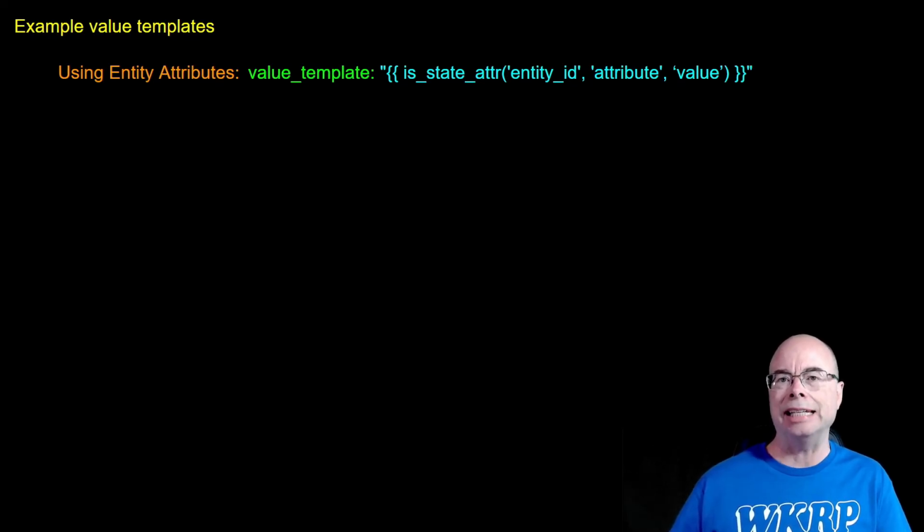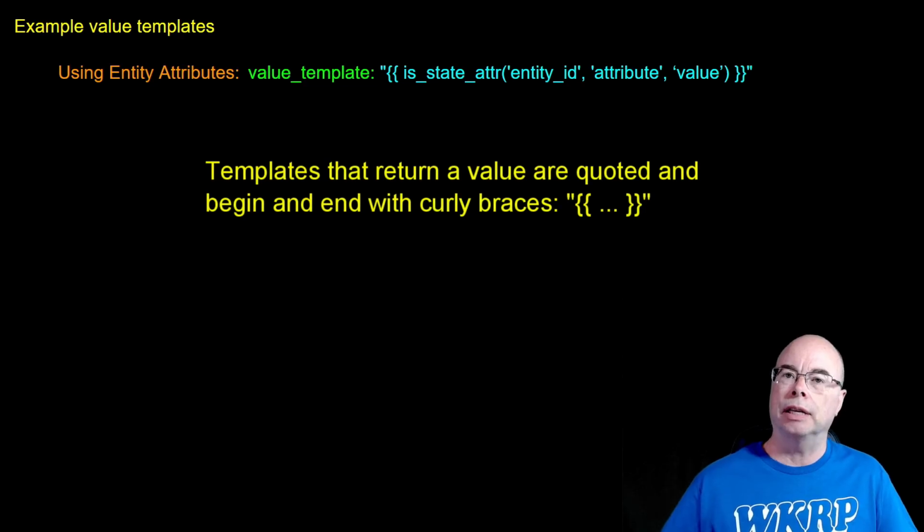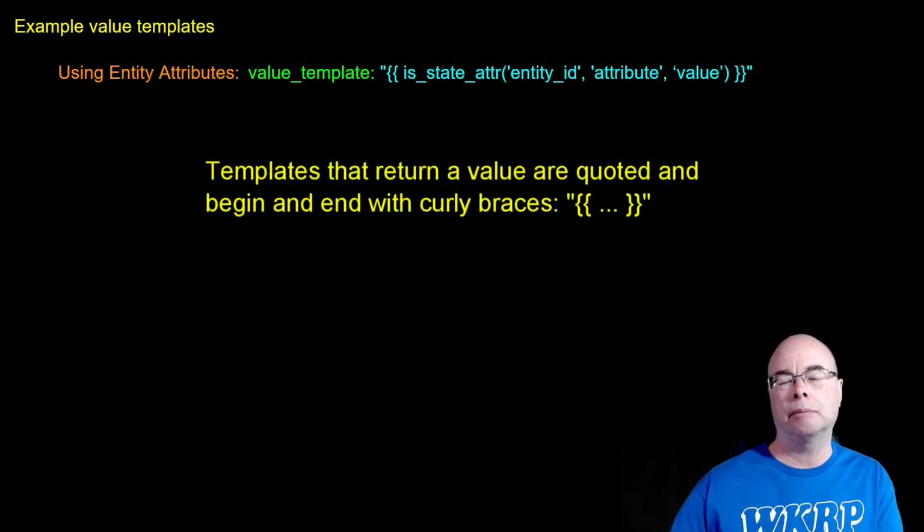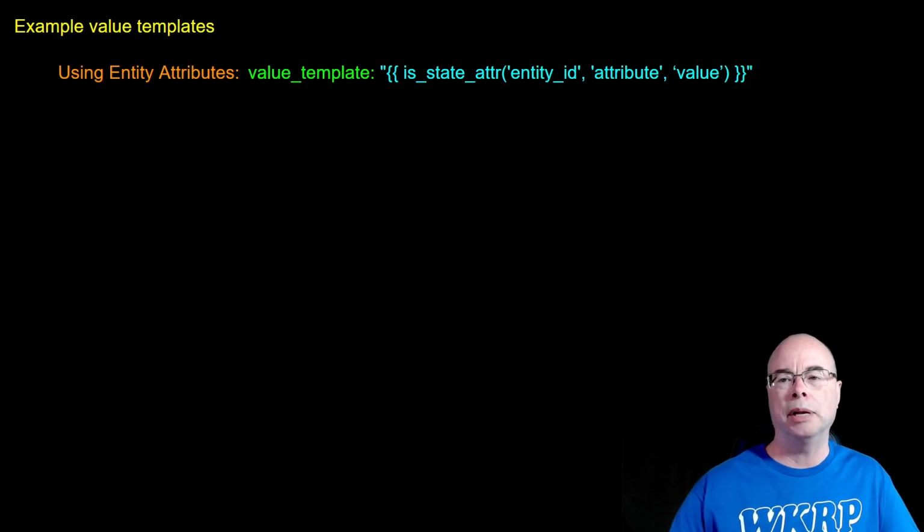Now for the template for these lights, we're going to be using a simple function called isStateAttribute, or isStateAttr. What this is going to do is look at an attribute of an entity and see if it's equal to a given value. And if it is, then it's going to return true and the switch will be on. If it's not matched to that value, the switch will be off.